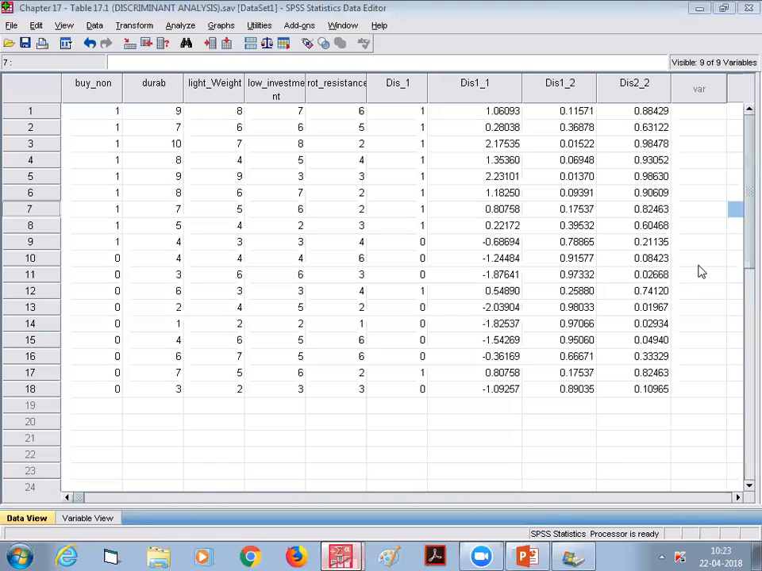Then the default is 0.5, 50%. That depends upon the researcher. Default is 0.5. If you want, you can change that cutoff value. Okay. So the default value is 0.5.